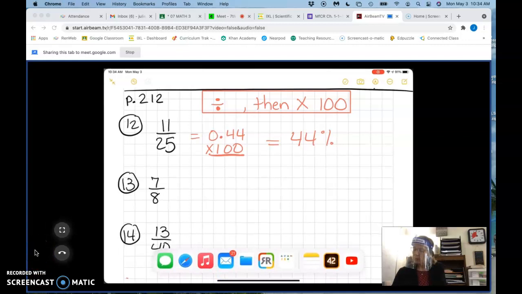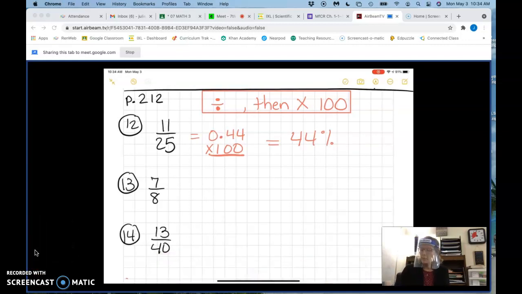How about the next one? Bella, can you divide 7 divided by 8 for me? 7 divided by 8, yeah. Well, no, and then times 100 is 87.5. But I want to do it in steps. So what is 7 divided by 8 first? 7 divided by 8 equals 0.875. Okay. And then she times the 100, and she got 87.5%.